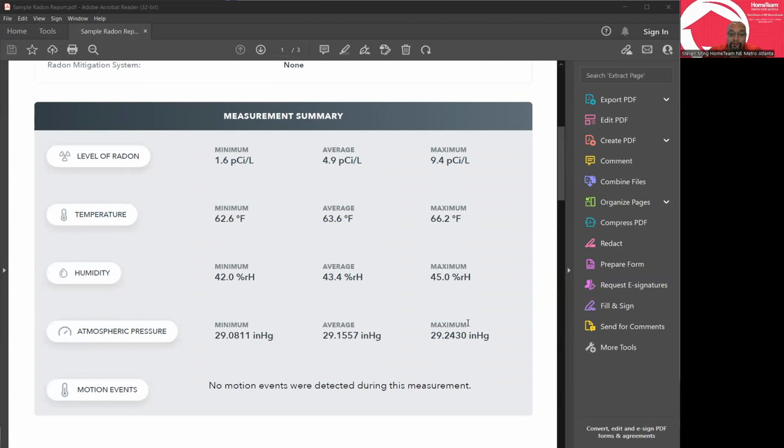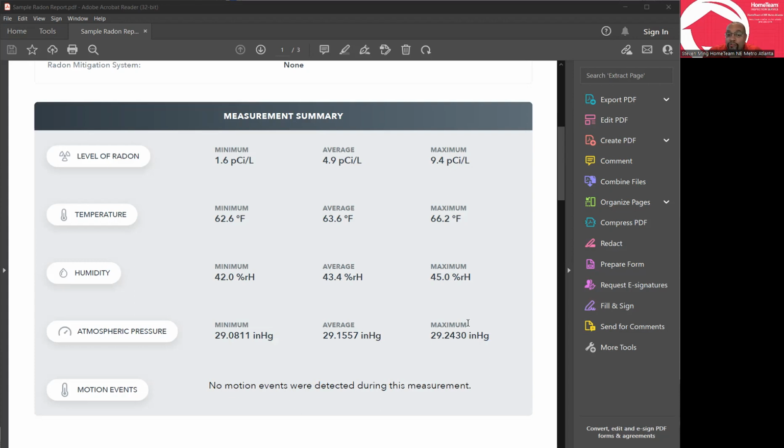Next, we have the results summary. This is where we get the meat and potatoes, the actual level of radon that we experienced during the test period. In this case, there was a minimum of 1.6 picocuries per liter, an average of 4.9 picocuries per liter, and a maximum of 9.4 picocuries per liter.